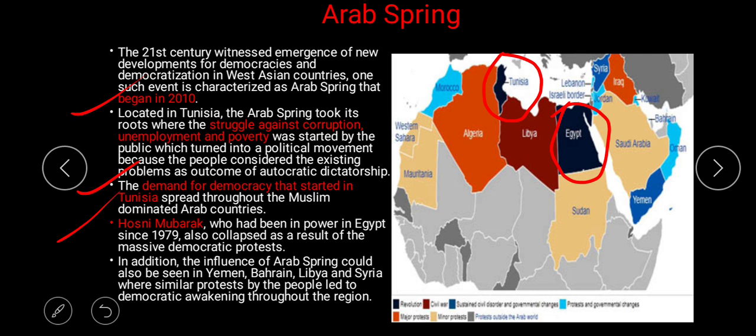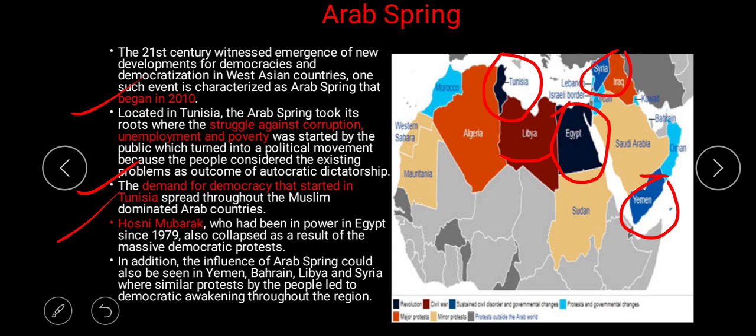Now, this Hosni Mubarak of Egypt, his government also collapsed due to the massive democratic protest. In addition, the influence of the Arab Spring could also be seen in Yemen. I will show you the country Yemen here. This is Yemen. Then Bahrain is here. Then Libya. Libya is here. Then Syria, you can see here.